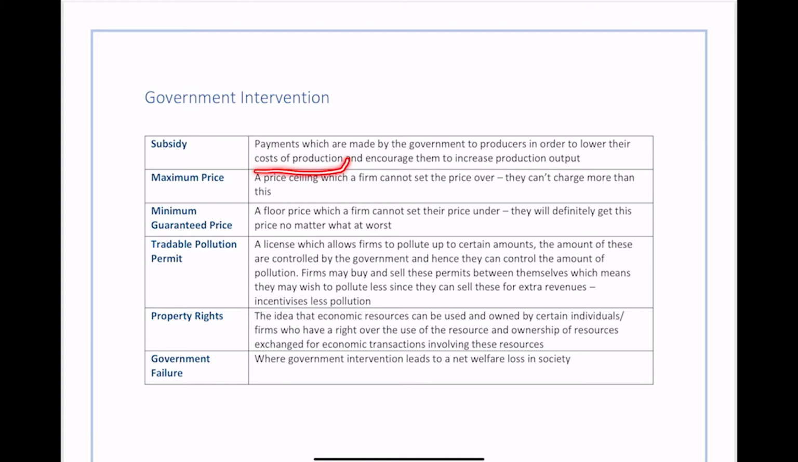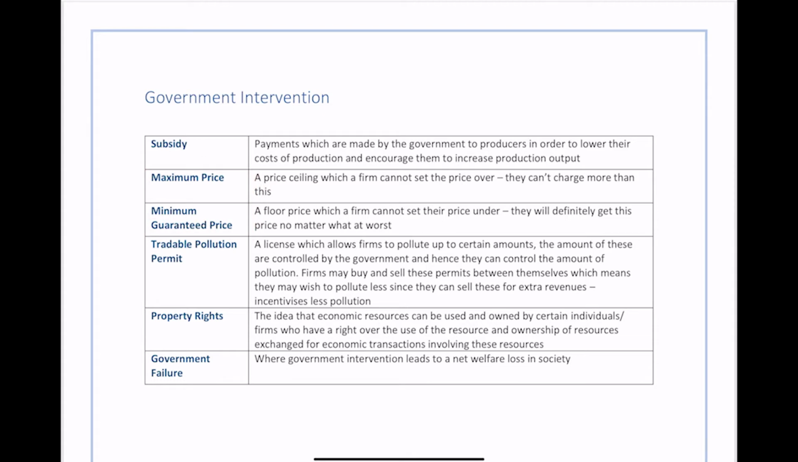The key thing is that if you reduce these costs of production, you can therefore increase your production output, and it's good for the company because they can make more money as a result. Because the cost of production goes down, they can make more and they reap the benefits of that. Then you have this idea of maximum price and minimum guaranteed price.